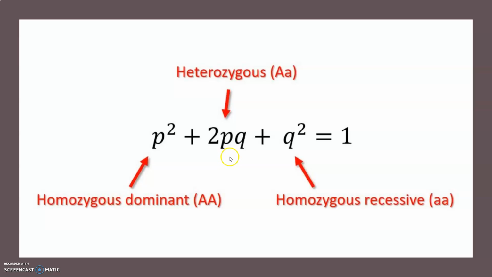The heterozygous individuals, the heterozygous percent in the population, is indicated by the middle term, 2pq, right? One dominant, one recessive allele, 2pq. Again, if we have p being dominant, q being recessive, this is the percentage in the population that are heterozygous. And our final term, q squared, is the homozygous recessive. Two recessive alleles, q times q, or you can think of it as a times a. All right, and with that, I think we're ready to do some practice problems.